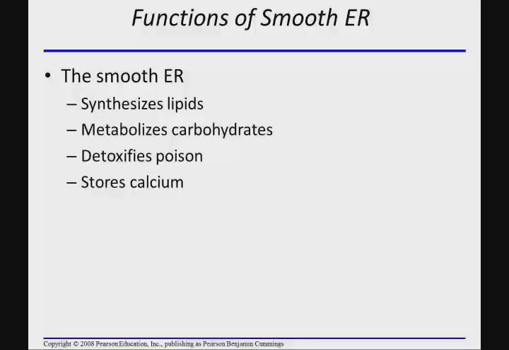The smooth ER is going to synthesize lipids, metabolize carbohydrates, detoxify poisons, and store calcium. What does this? Enzymes. Proteins that reside in the smooth ER or reside in the membrane of the smooth ER are going to fulfill these functions because proteins do stuff. And so the smooth ER is a location for them to do their thing.